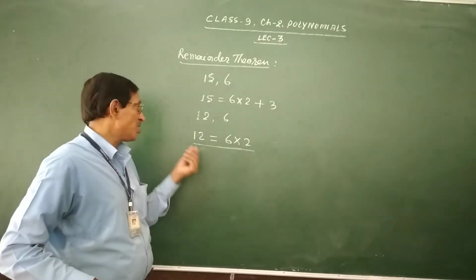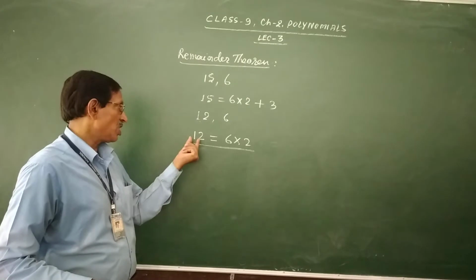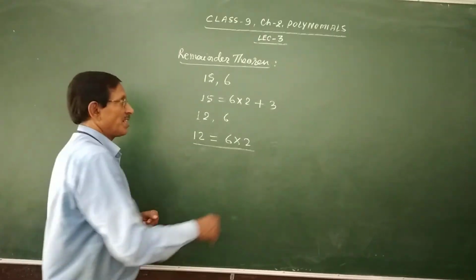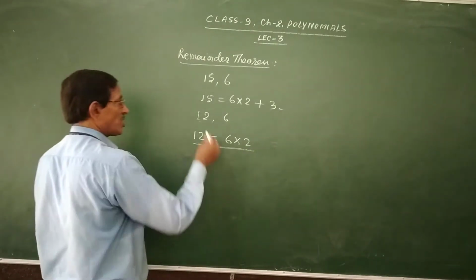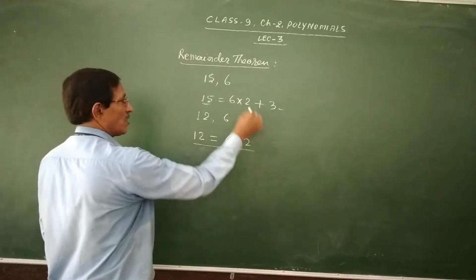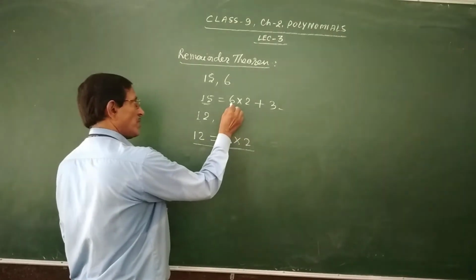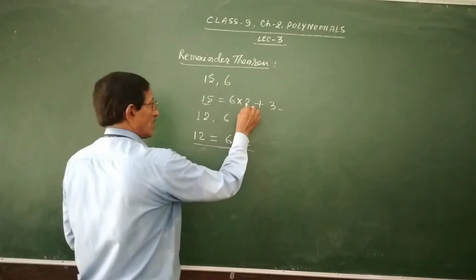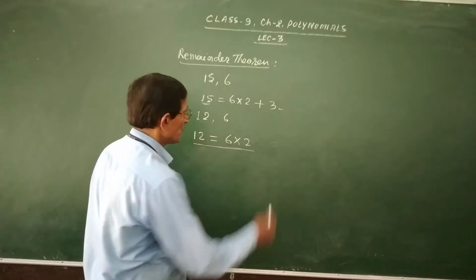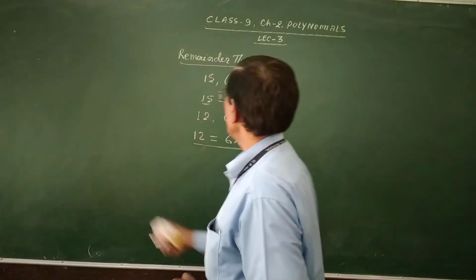And in another way, we say 12 is the multiple of 6 or you can say 12 is the multiple of 2. But in the other case, remainder is 3. We cannot say 15 is multiple of 6 or 15 is multiple of 2. Or we cannot say 6 is the factor of 15 or 2 is the factor of 15. Why? Because remainder is 3. So, this is the case of numbers.